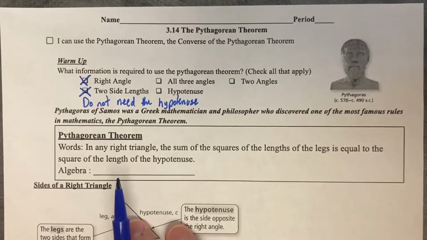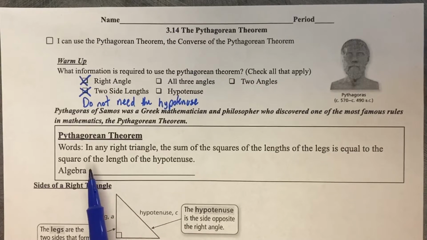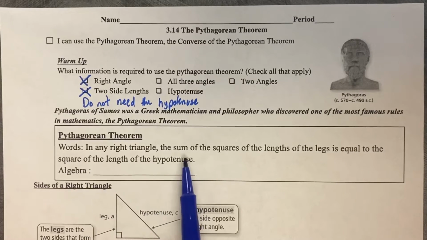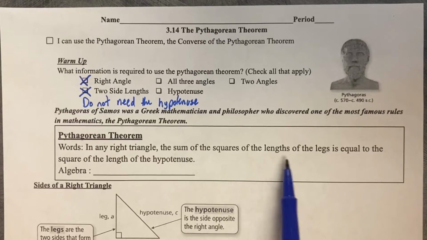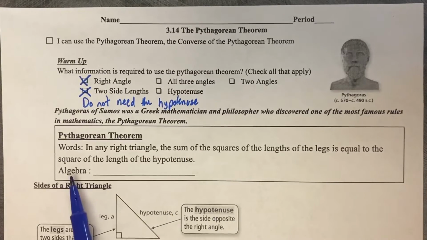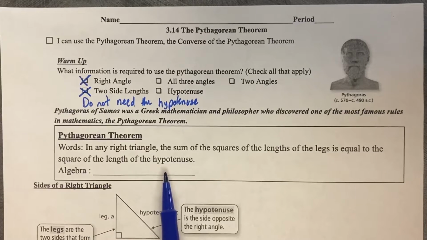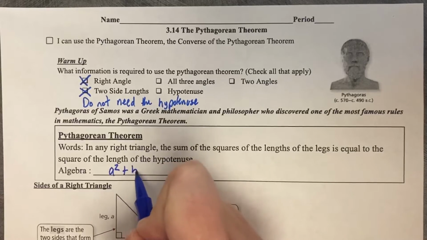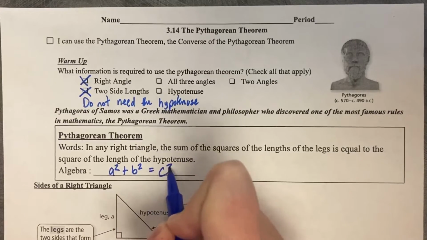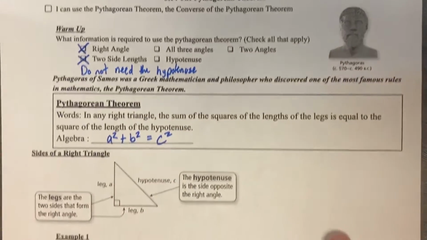So here's what the Pythagorean theorem states in words. In any right triangle, the sum of the squares of the lengths of the legs is equal to the square of the length of the hypotenuse. In algebra, it states a squared plus b squared equals c squared.